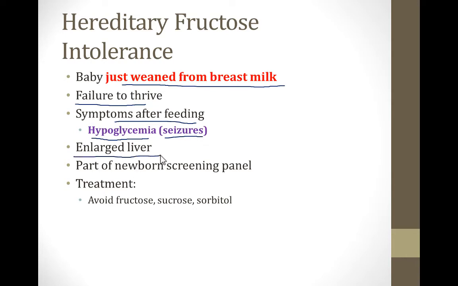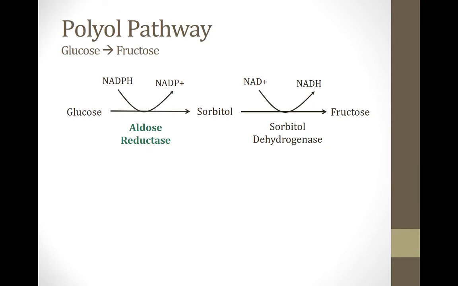There's often an enlarged liver, and you'll almost never see this in actual clinical practice because newborns are always screened for this condition so that if it's present, the baby can be treated before they develop any symptoms. The treatment is to avoid fructose, obviously, and also sucrose, which contains fructose. And then finally, they need to avoid sorbitol. So let's talk about why that's the case. If a baby with fructose intolerance consumes sorbitol, sorbitol can be metabolized into fructose by a pathway in the body called the polyol pathway. And this is why sorbitol is bad for babies with fructose intolerance.